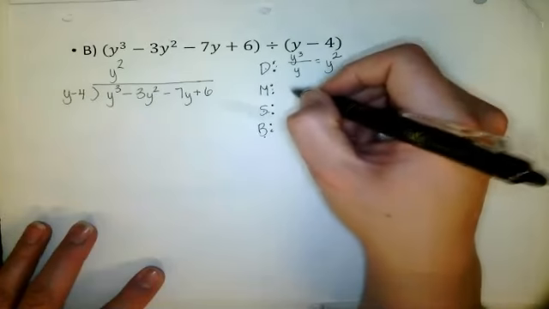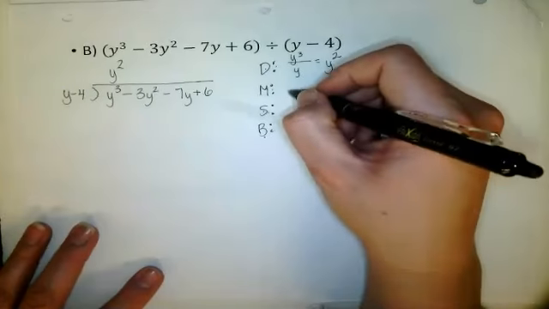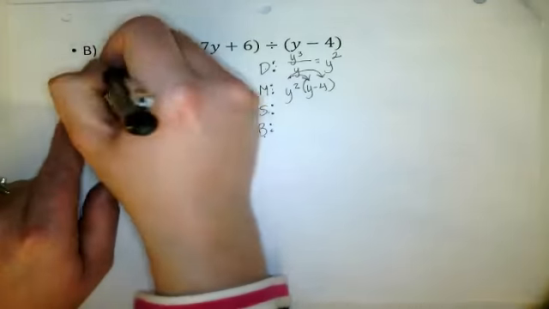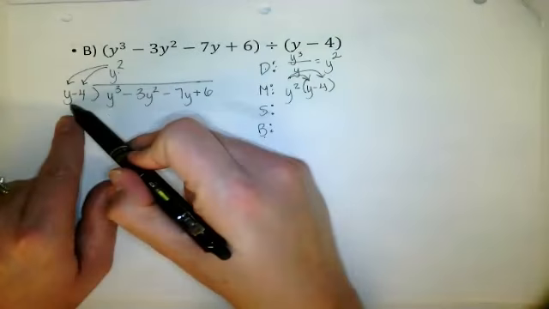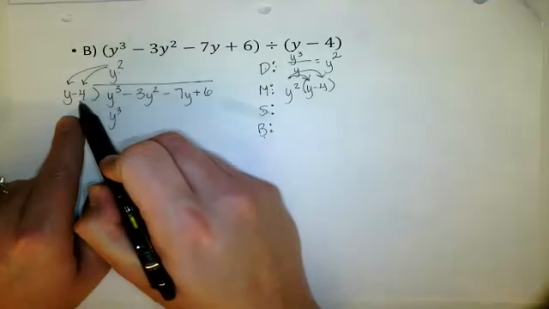Multiply. What are we multiplying? y squared times y minus 4. And again, we have to distribute that. We're multiplying the entire divisor. y squared times y is y cubed. Look at that, they match. All right, y squared times negative 4.